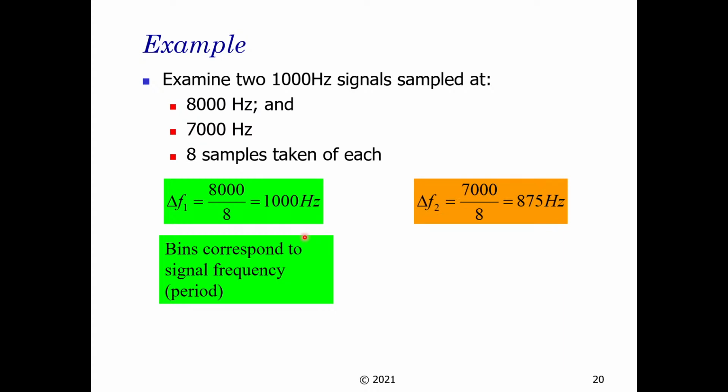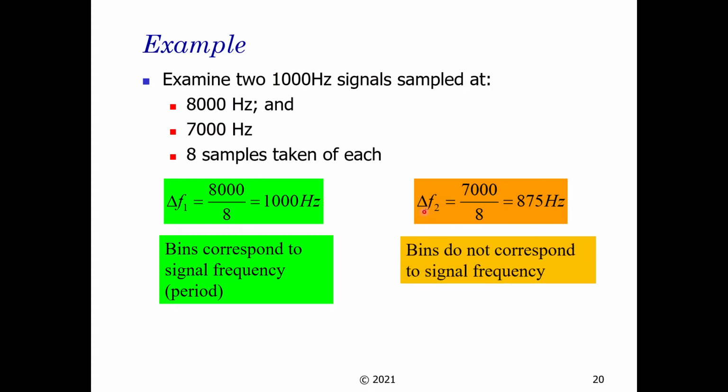So for our second signal, we're going to calculate the frequency resolution, delta F2. We take the sampling frequency, which is 7000 Hz, and divide by the number of samples that we are required to take. When we do this division, we get 875 Hz, which does not match back to the signal frequency that we began with. So these frequency bins, as given by our frequency resolution for the 7000 Hz signal, don't correspond to the original signal frequency, so you're not going to get a nice clean reconstruction altogether.